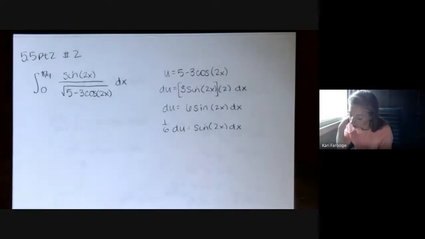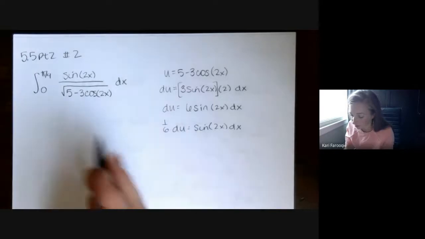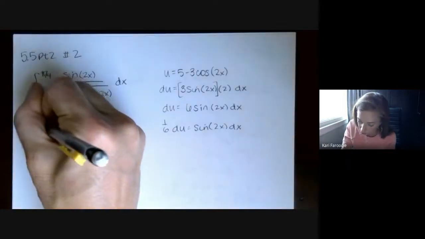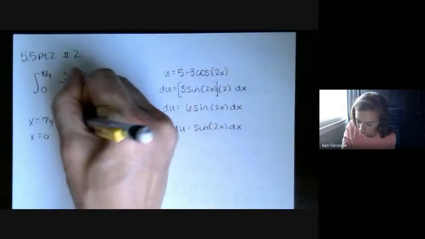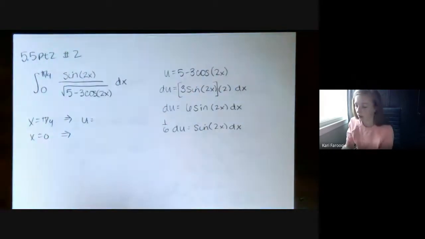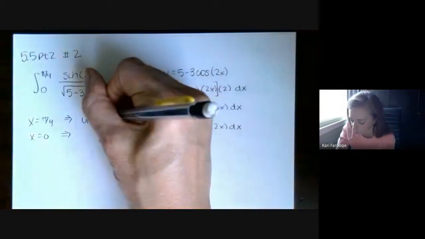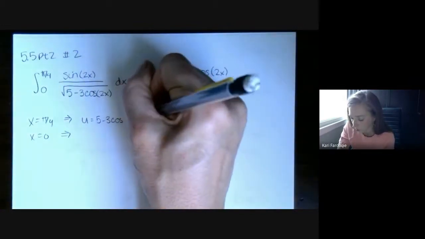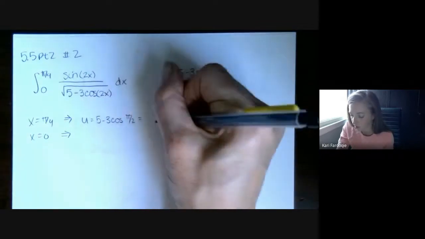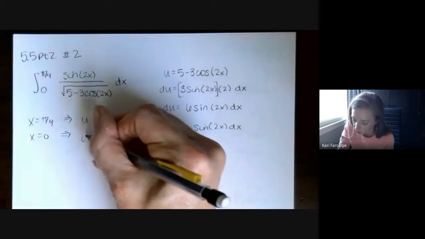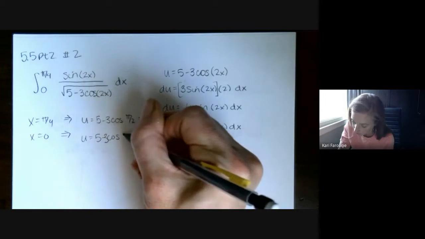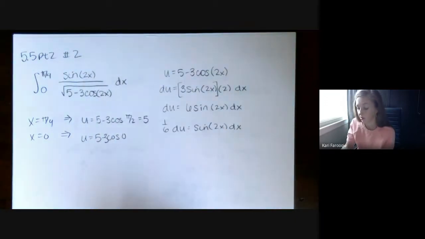Priorities. Okay, I'm going to rewrite this as 1/6 du over the square root of u, but first I'm going to change the upper and lower limits of integration. U is 5 minus 3 cosine 2x, and twice pi over 4 is pi over 2. The cosine of pi over 2 is 0, so u is going to be equal to 5. 5 minus 3 cosine of 0. The cosine of 0 is 1, and 5 minus 3 is 2.